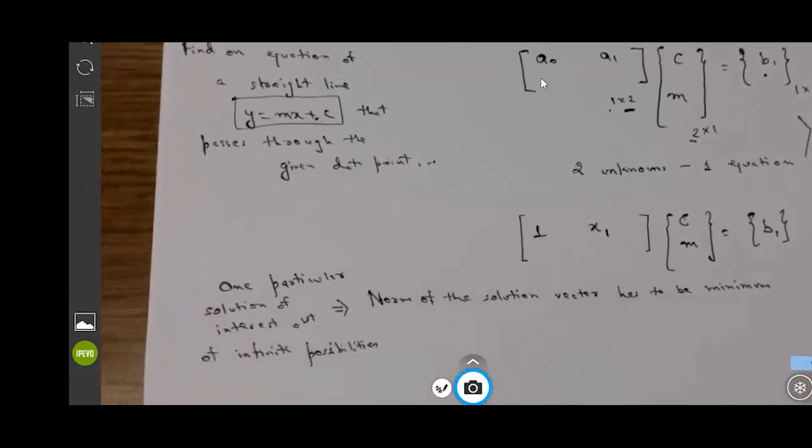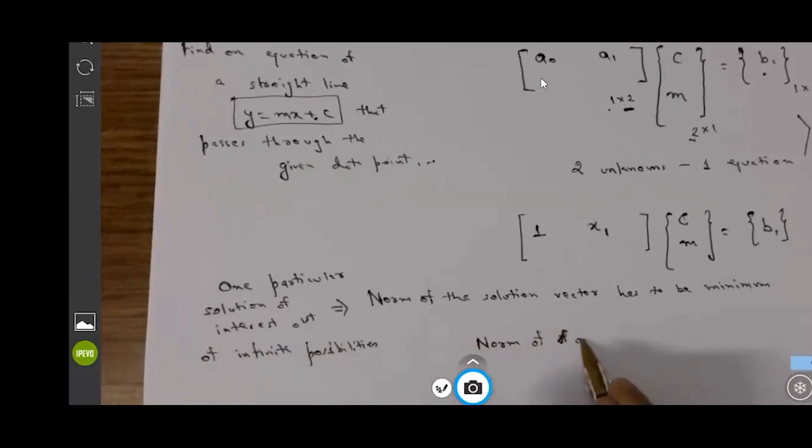Now, what is a norm basically? Let's define what is a norm of a vector. The norm of a vector measures the length in a specific reference system.